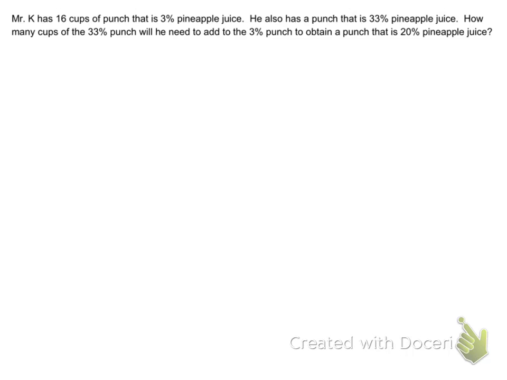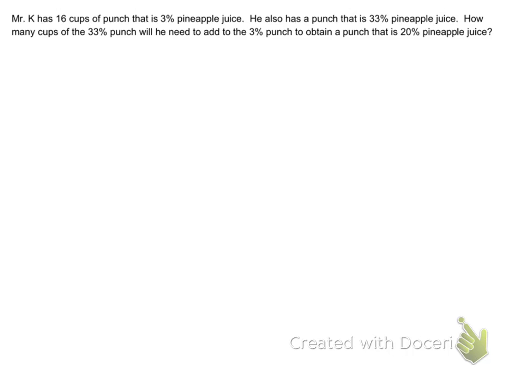Because the percentage as a name, we can easily convert that to a decimal to use it. Okay? We'll read the problem first before we build the chart, but we will have to build a chart and fill it in. So, it says Mr. K has 16 cups of punch that is 3% pineapple juice. He also has a punch that is 33% pineapple juice. How many cups of a 33% punch will be needed to add to the 3% punch to obtain a punch that is 20%?